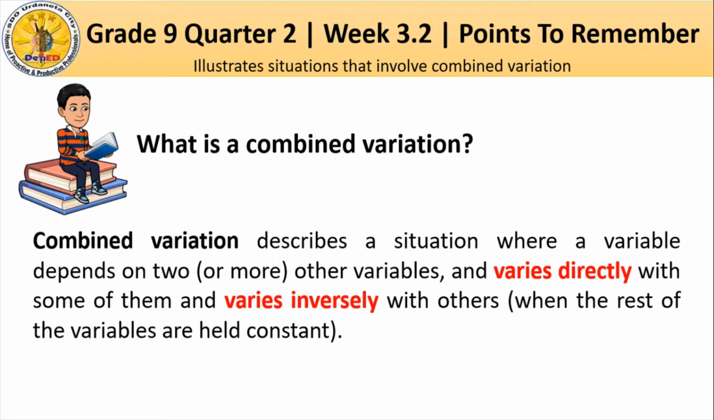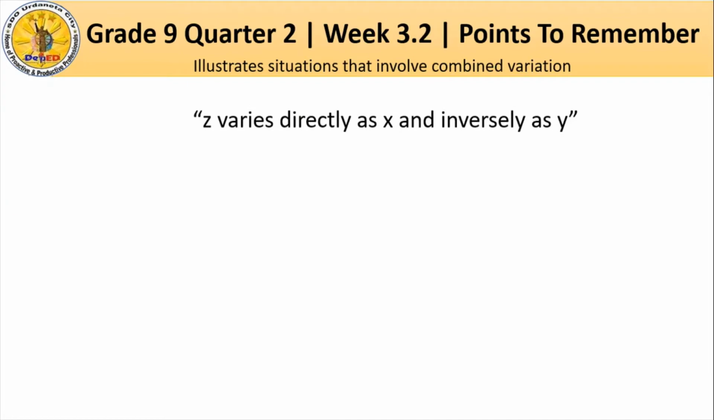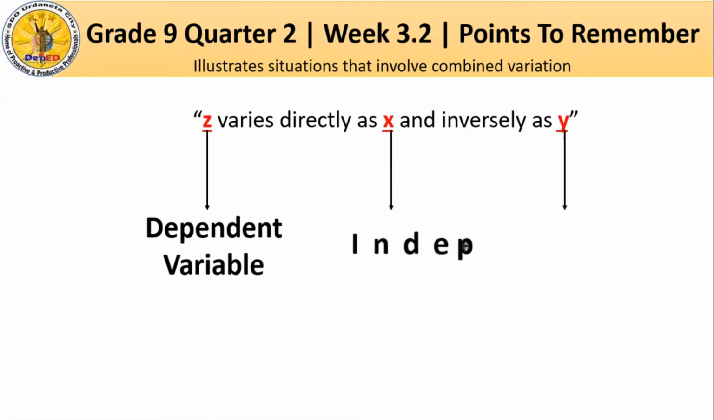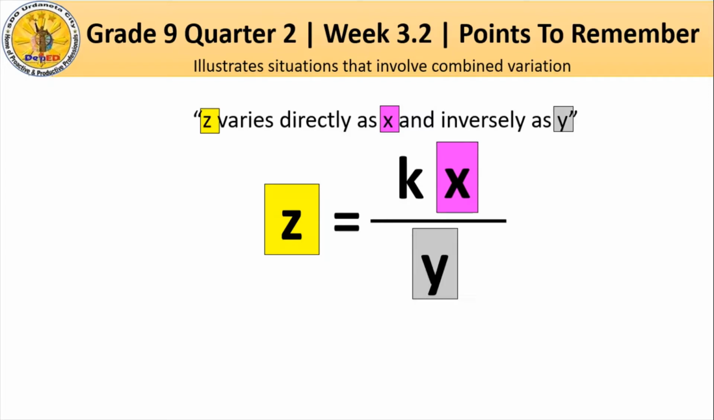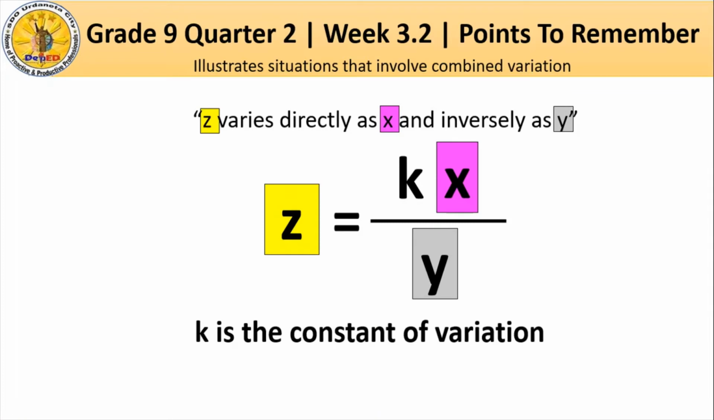So for combined variation, we will encounter the phrase z varies directly as x and inversely as y. Take note that variable z represents the dependent variable, while x and y represent independent variables. This could be translated as z equals k times x all over y, where k is the constant of variation.